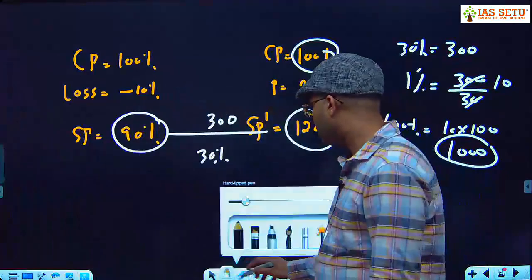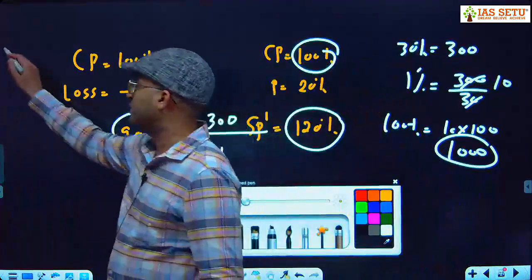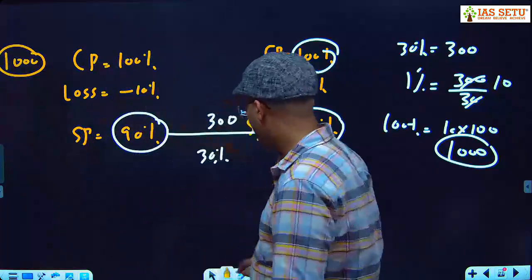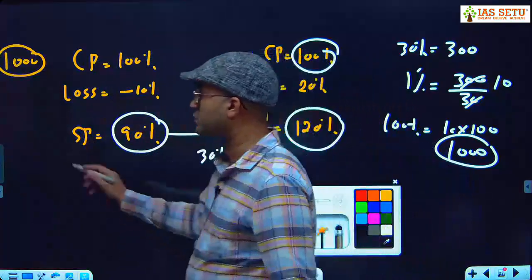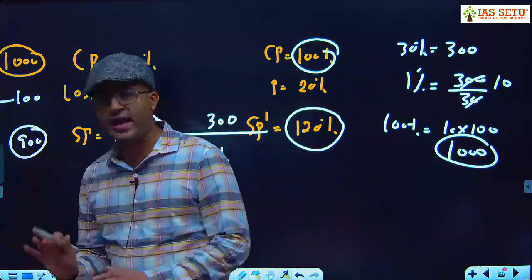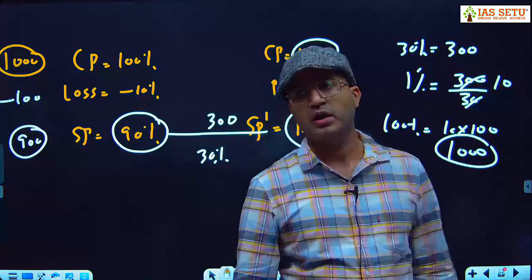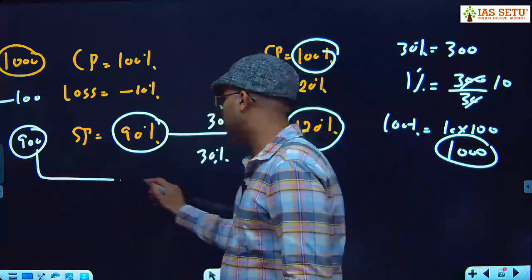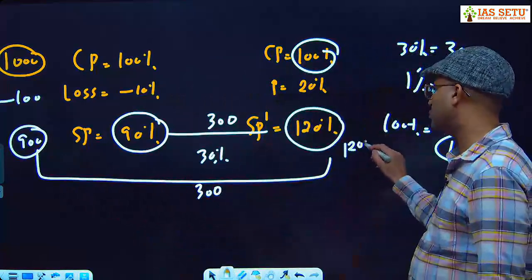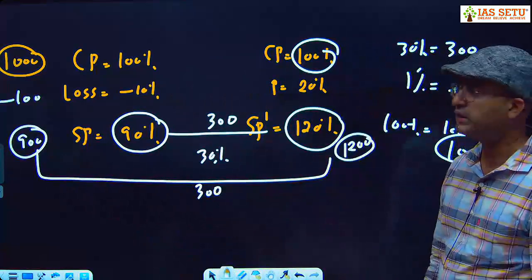एक्चुअली द कॉस्ट प्राइस ऑफ द रेडियो फॉर मी इज 1000. मैंने एक रेडियो 1000 रुपए का खरीदा था. आई सोल्ड रेडियो एट 10% लॉस. मैंने 100 रुपीज लॉस में बेचा. आई सोल्ड रेडियो एट 900 एक्चुअली. ये स्टोरी है. बट समवन गिवन मी 300 रुपीज एक्स्ट्रा ऑफर. मीन्स हैज ऑफर्ड मी 1200 रुपीज फॉर द रेडियो. यार 1200 का तो मैं ही ले लेता.